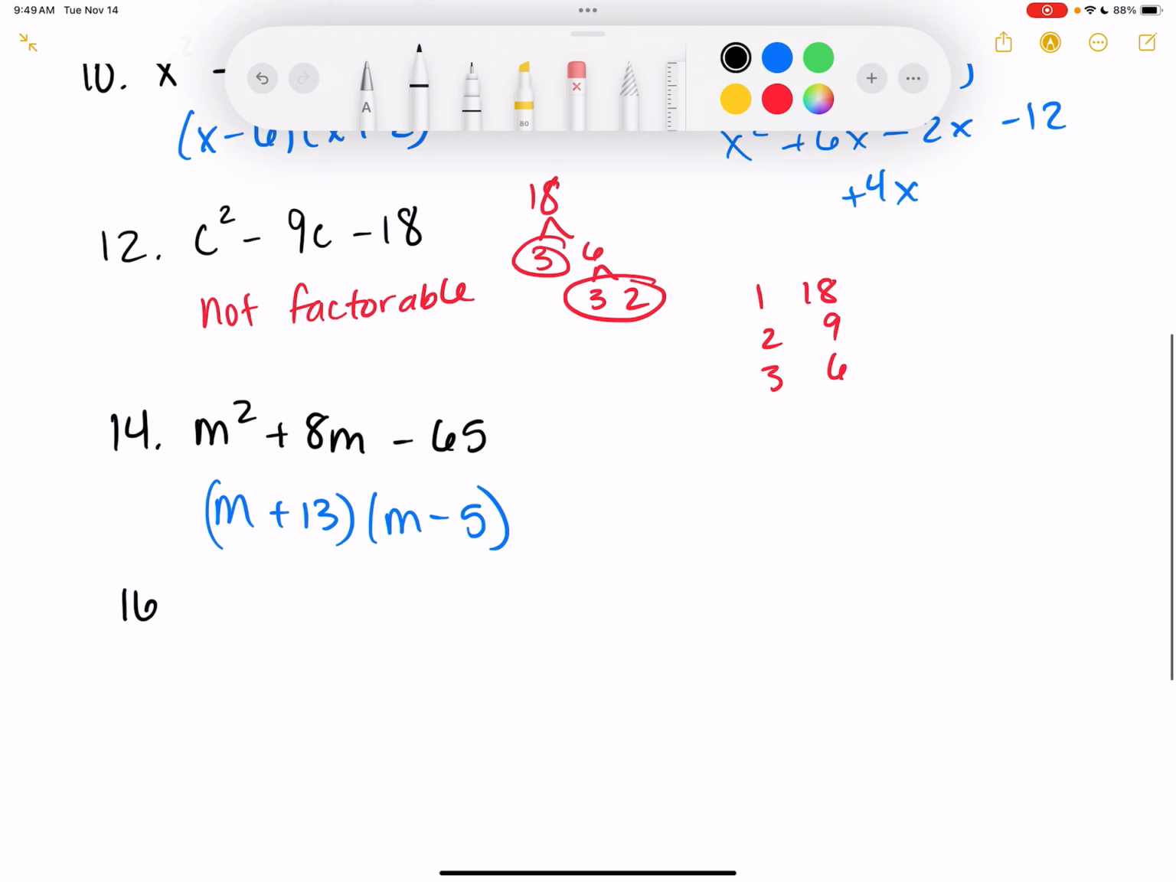Number 16, we've got b squared minus 81. So what squared is 81? 9. This is a difference of squares, which tells us that as long as both of these pieces are perfect squares, then it's just b plus 9 and b minus 9.